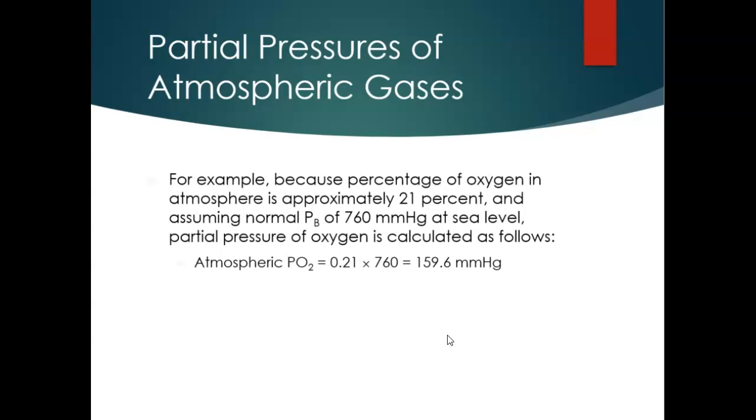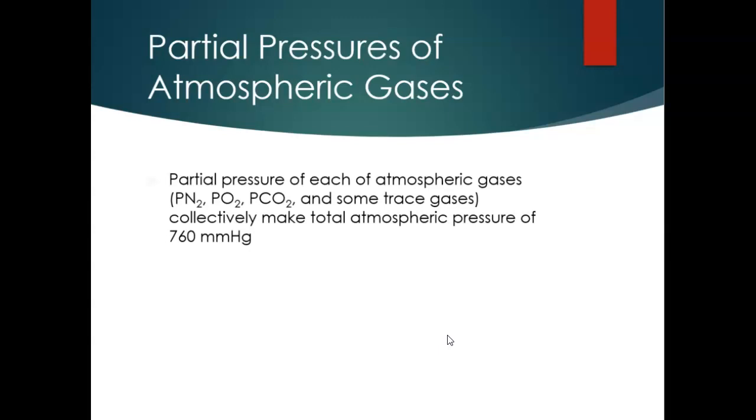So here's your example here. At normal sea level, your barometric pressure is 760. So our concentration of oxygen is about 21%. So if I multiply those two together, I get an atmospheric partial pressure of oxygen of 159.6. Okay, so we did this calculation. This should be feeling pretty familiar to you guys.